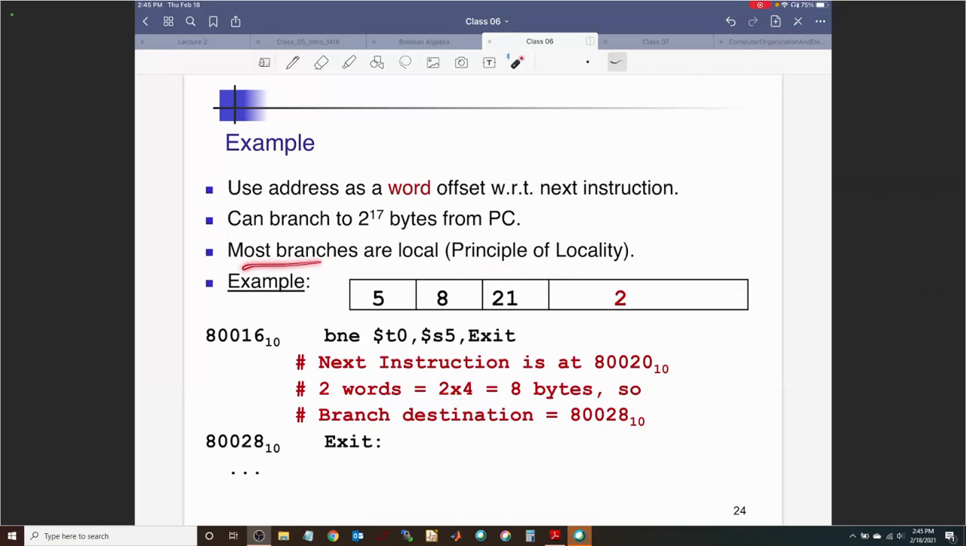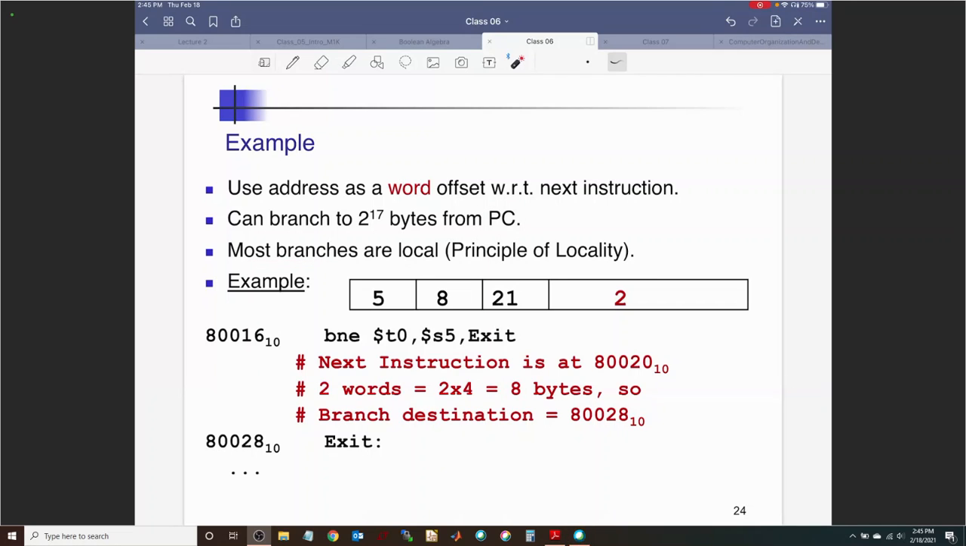So this works very well, right? Because branches now have something relative to PC, either above that memory address or below that memory address, but it is going to be essentially local or relative to the program counter. So most branches we would be okay with.